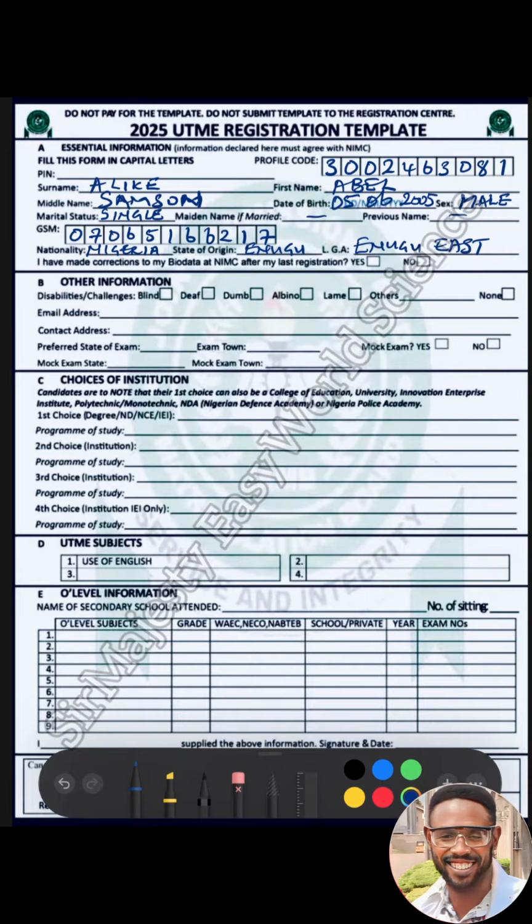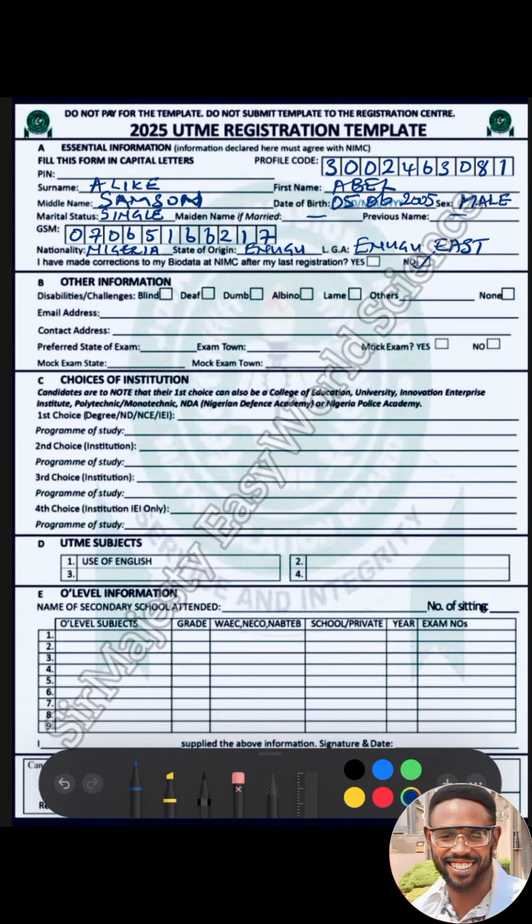Okay, so that's it for the last part of Section A. Have you made any correction? Have you visited NIMC for correction on your name? Maybe you have changed your name, your birthday, or anything. You have to mark yes. But if you have not made any changes on your name, you mark no.